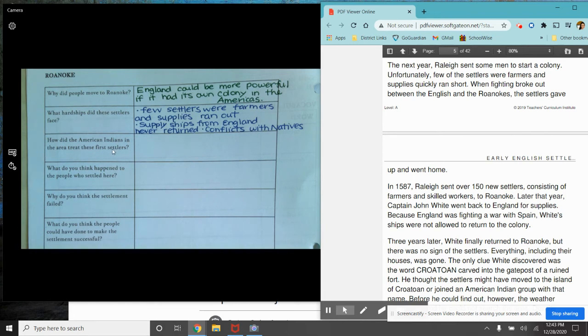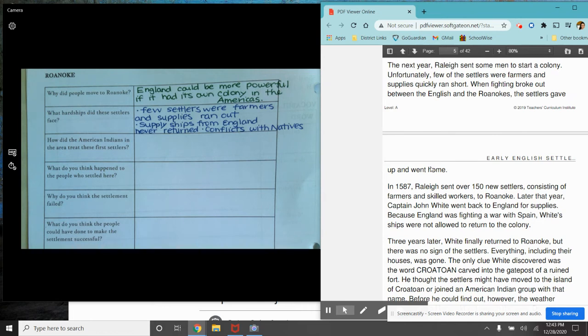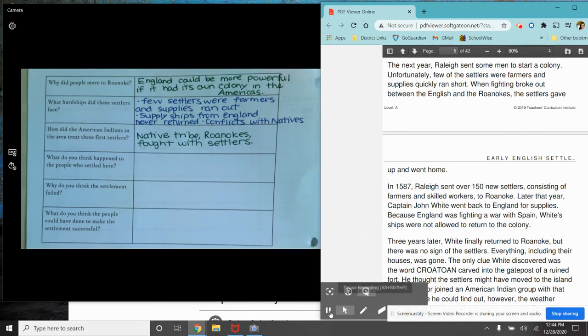How did American Indians in the area treat these first settlers? All right, so we actually answered that right here. And it said, fighting broke out between the English and the Roanokes. The settlers never came back. We could mention that, but this is just theory, so we actually don't want to mention this because we don't really know for fact what it is. But this piece is fact because they went home and then came back.